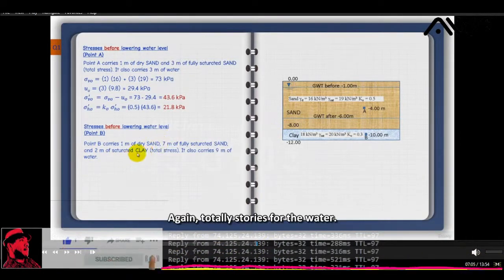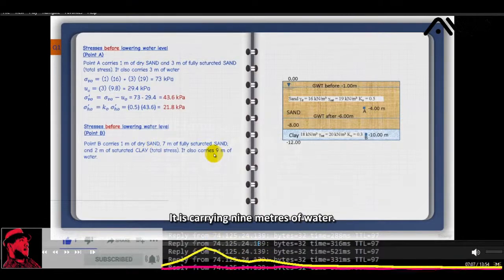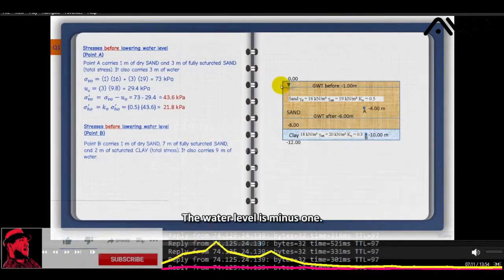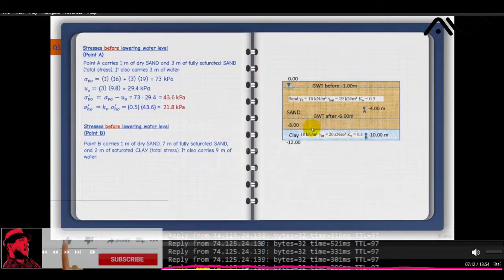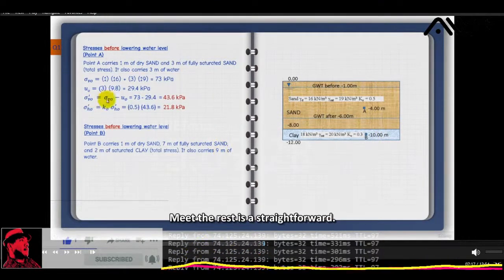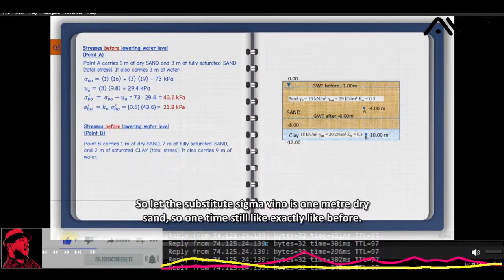Again, total stress. For the water, it is carrying 9 meters of water. Where does this 9 meters come from? The water level is -1. The elevation here is -10, so the difference is 9 meters. The rest is straightforward. So let us substitute.